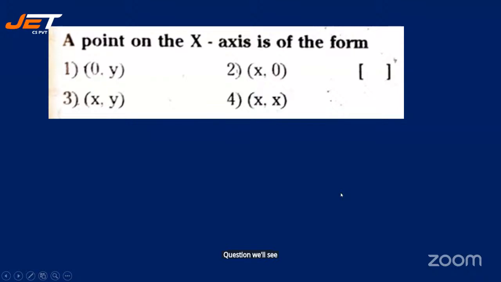A point on the x-axis is of the form dash. I remember telling you what happens if it is on the x-axis, isn't it?